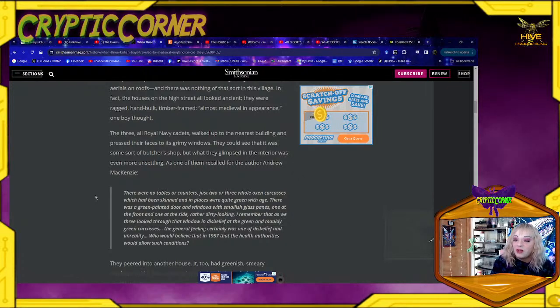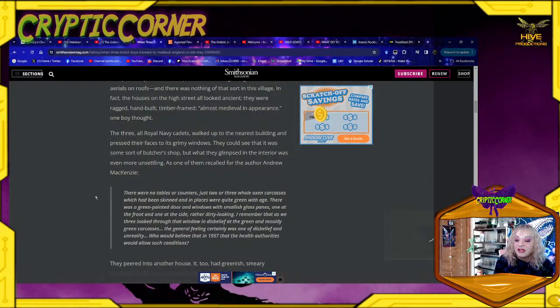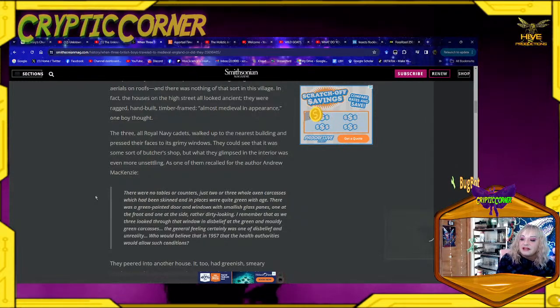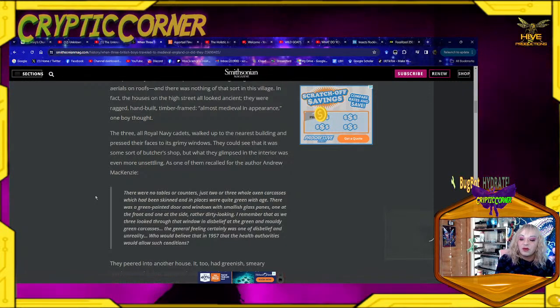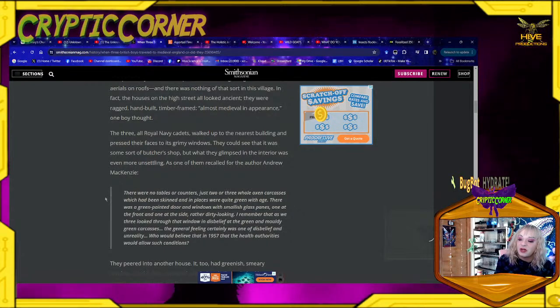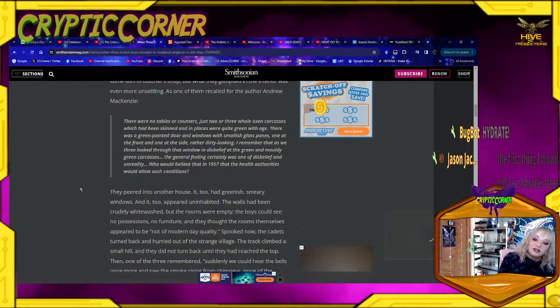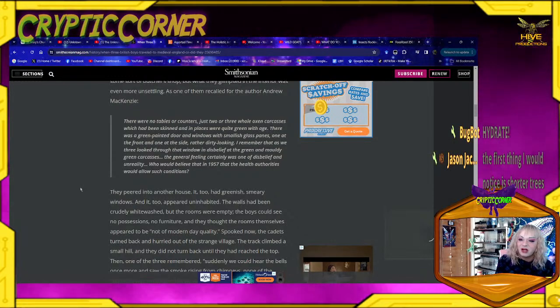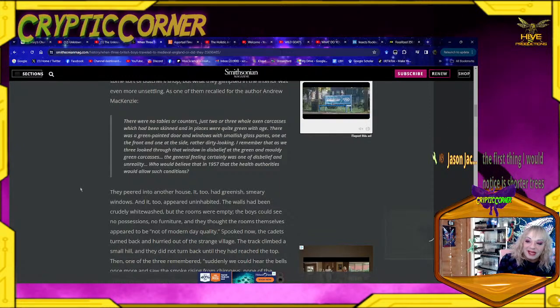The three Royal Navy cadets walked up to the nearest building and pressed their faces to its grimy window. They could see that it was some sort of butcher shop, but what they glimpsed on the interior was even more unsettling, as one of them recalled to author Andrew Mackenzie. There were no tables or counters, just two or three whole oxen carcasses, which had been skinned and in places were quite green with age.